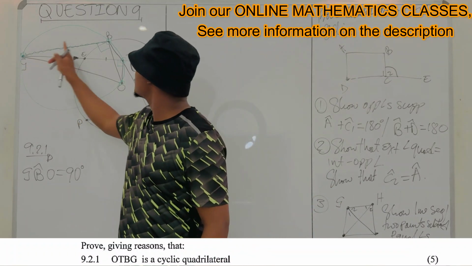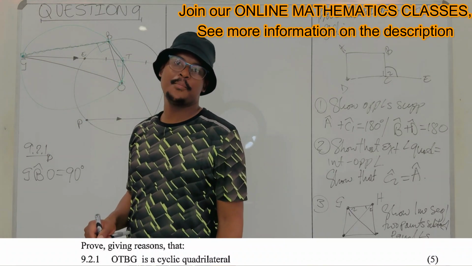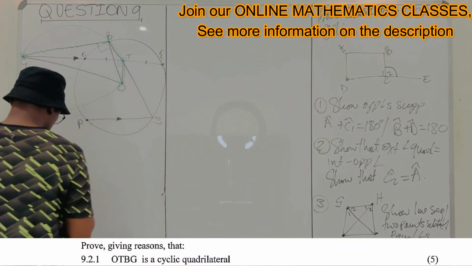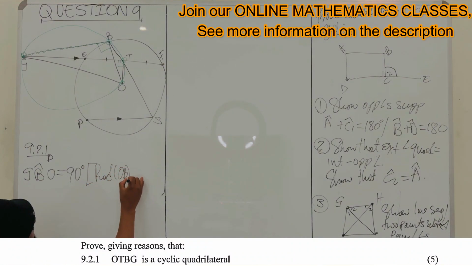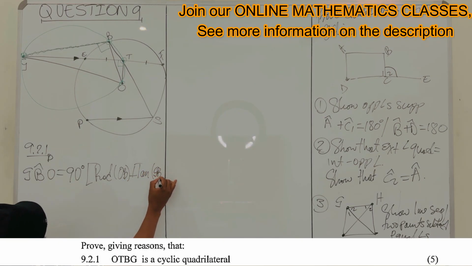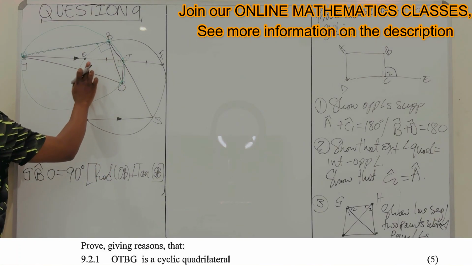So this is your tangent, GB, and this is your radius, OB. So they are perpendicular, they make 90 degrees. The reason is that our radius, which is OB in this case, is perpendicular to a tangent, which is GB in this case. Right? No problem.